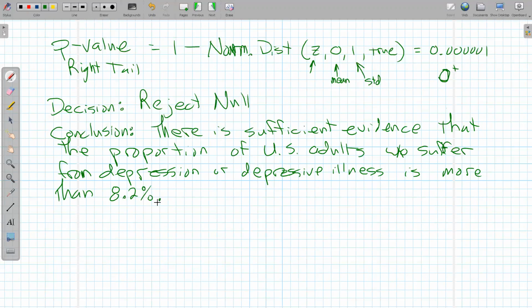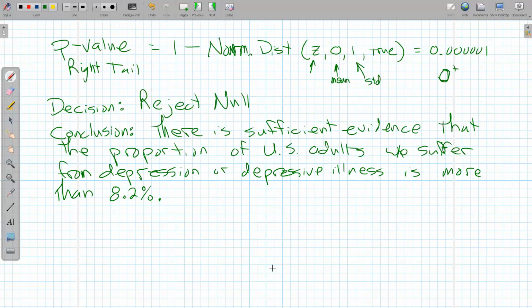All right, so I don't need to say I'm rejecting the null. I don't want to say I'm supporting the alternative. I want to say what the heck the alternative is, right? And usually we put along with that sufficient or strong evidence. I usually like sufficient, sometimes I write strong. So that is what a conclusion looks like here.